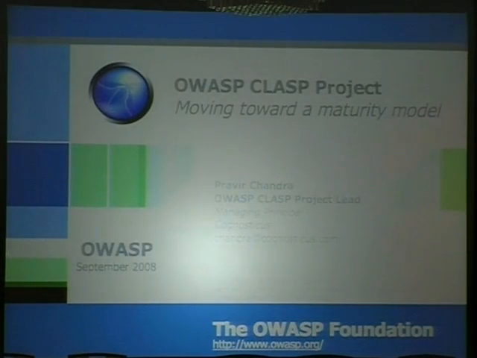Intro to what it's about. I'm actually going to be talking about what I've been working on recently, which is CLASP NG, the next generation, which is moving towards a more maturity model-oriented view of the right way to approach building a software assurance program within an organization, and talk through some of the pieces and parts that have been built out around a maturity model approach to accomplishing the same task.